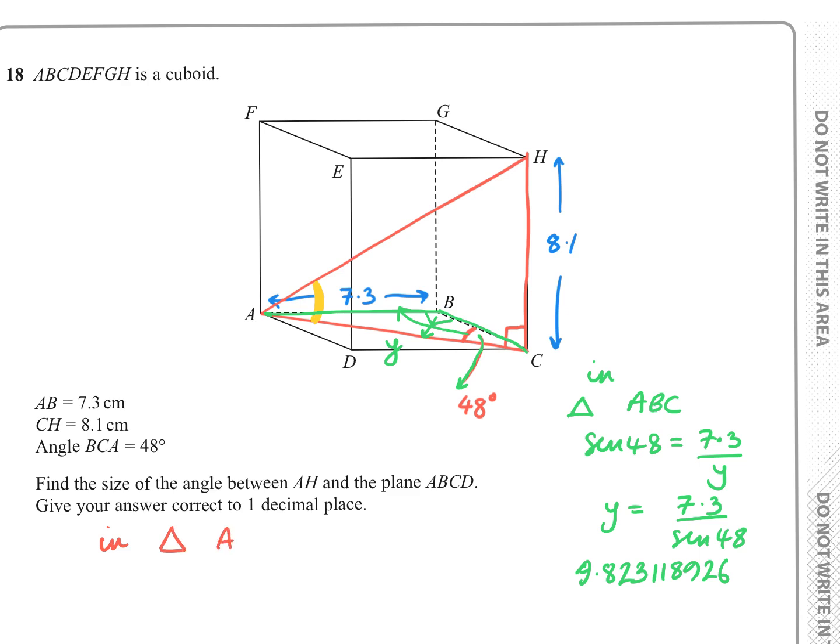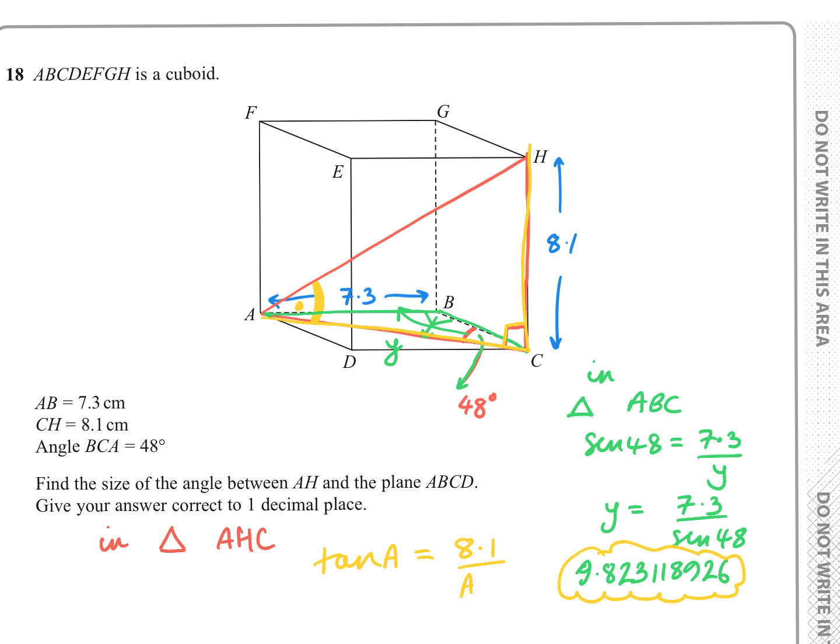C, I'll draw that a bit closer together so you don't get confused. So triangle AHC. Well, what have we got? We've got this length here, which is y, and we've got this length here, which is 8.1, and we know that that's a right angle. So to get the angle in question, can't we just use tan? We can say tan of A, which is what we want, is equal to opposite, which is 8.1, over adjacent, which is what's in my calculator memory.